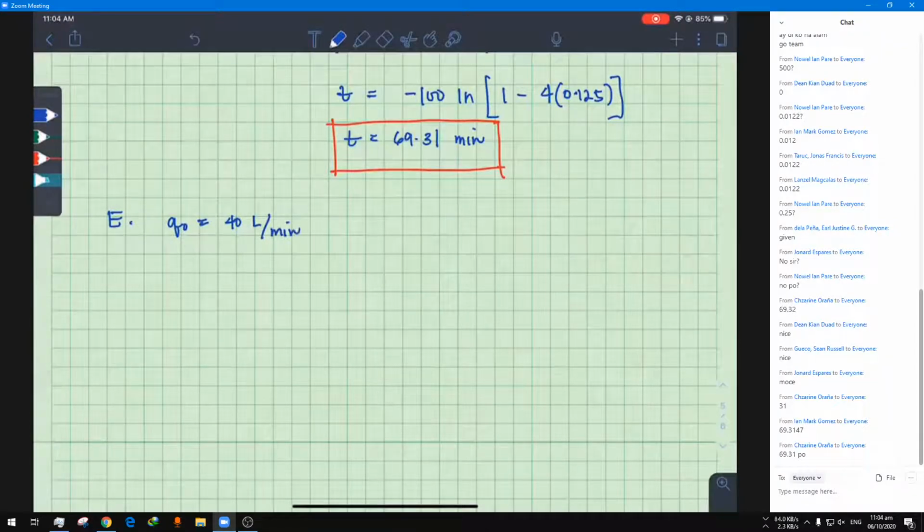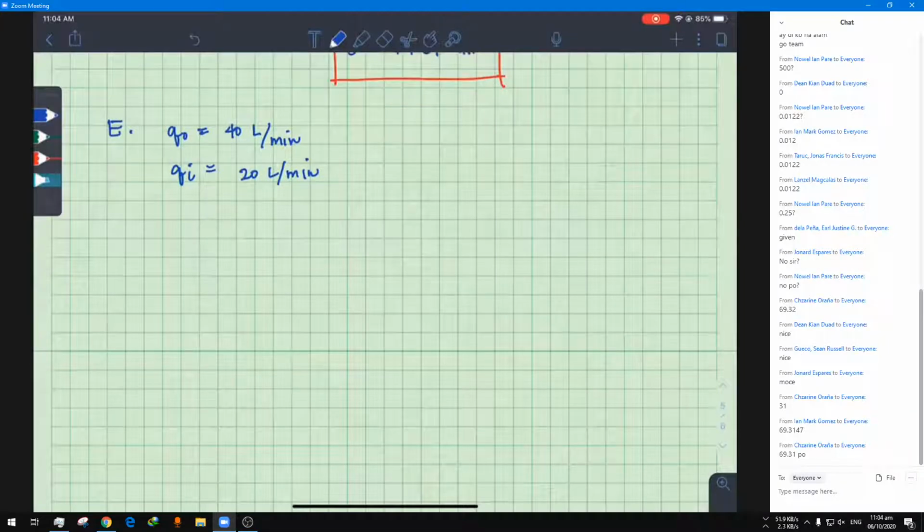So yung Q in mo, it's still the same. So 20 liters per minute. So kailan mawawalan ng laman yung tangke? So what formula are we going to use? So do I need to use yung original differential equation natin? Ayan. So very good. So we already have our formula, no?